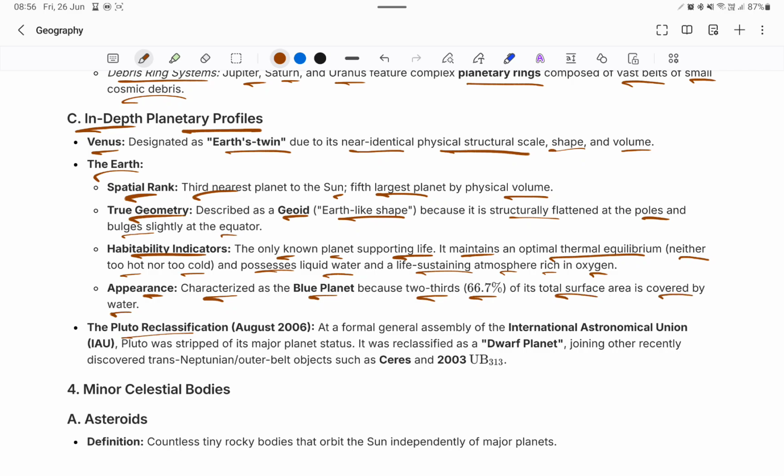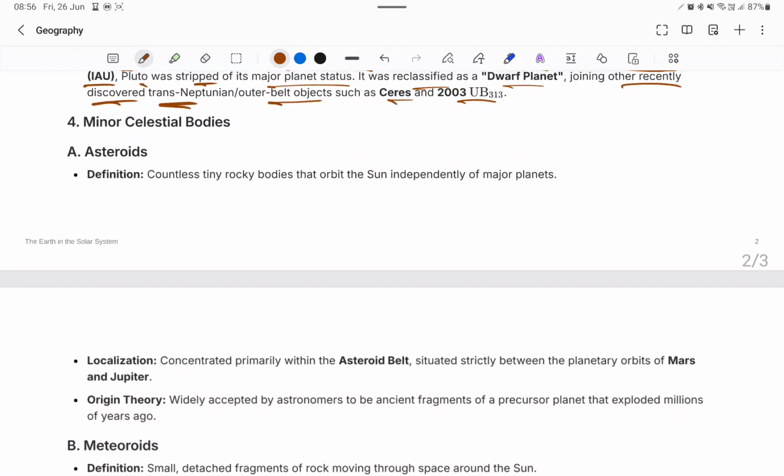The Pluto reclassification, August 2006. At a formal General Assembly of the International Astronomical Union (IAU), Pluto was stripped of its major planet status. It was reclassified as a dwarf planet, joining other recently discovered trans-Neptunian or outer belt objects such as Sirius in 2003 UV313.